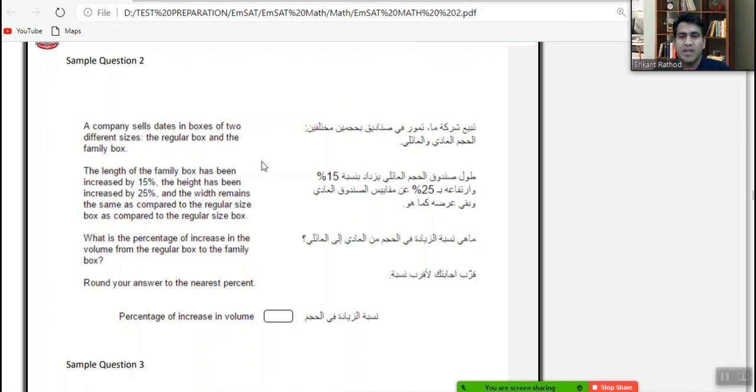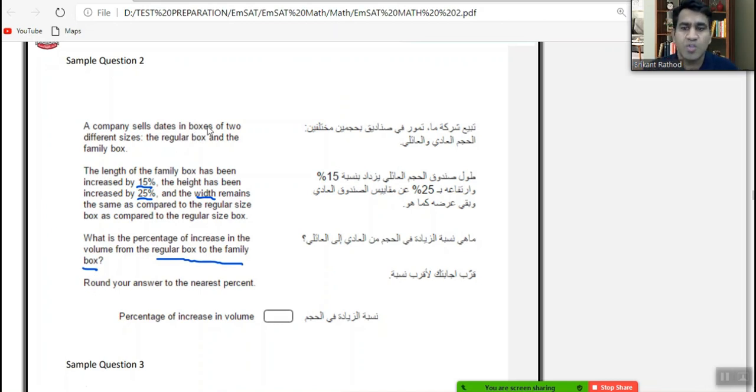So now look at what they are expecting us to do. A company sells dates in boxes of two different sizes, the regular box and the family box. The length of the family box has increased by 15%, the height has increased by 25%, and the width remains the same as compared to the regular size box. Now what is the percentage increase in the volume from the regular size box to the family box? So what is the change in the volume, or the percentage of increase in the volume?